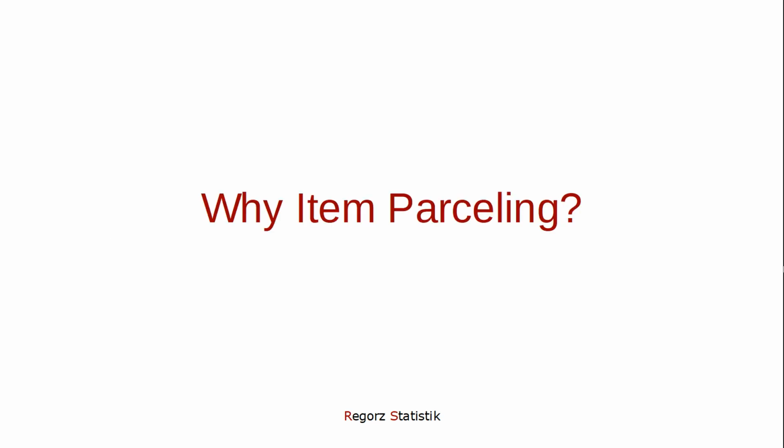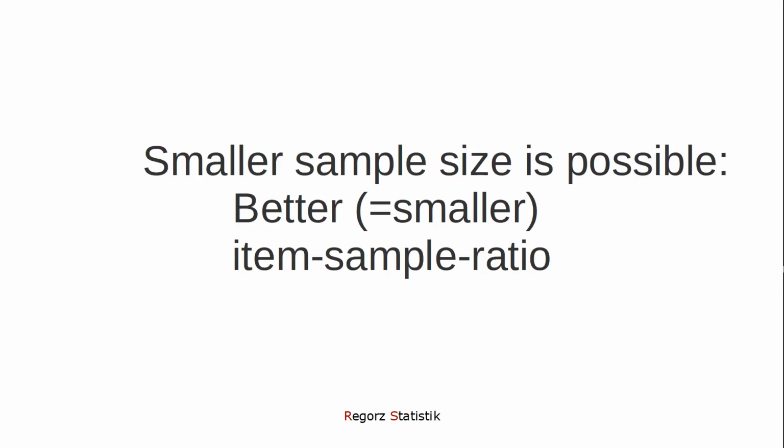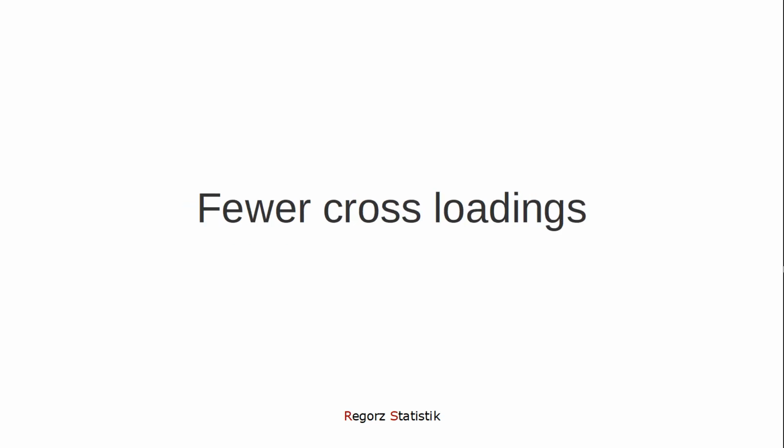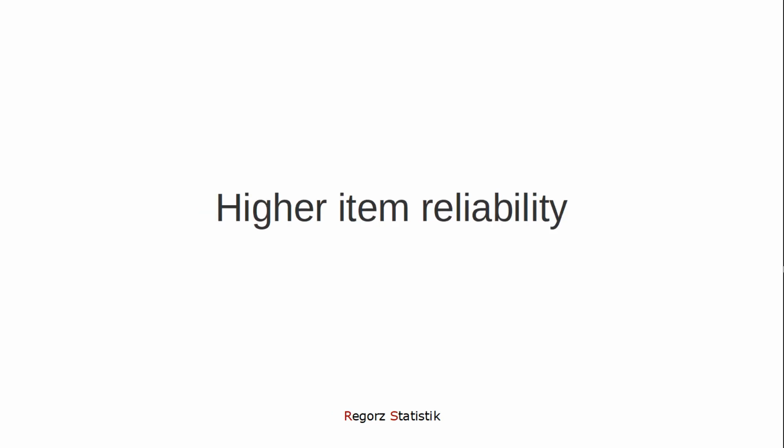Why should we do that? Item parceling reduces the number of items. That has the consequence that a smaller sample size is possible, because we get a better, that is a smaller, item-to-sample ratio. We will get fewer model fit problems. We can expect fewer cross-loadings, that is, fewer items loading on 2 or more latent constructs. We can expect fewer error covariances. We will have a higher item reliability. And we will have a higher communality, that is, the items will share more variance with each other.